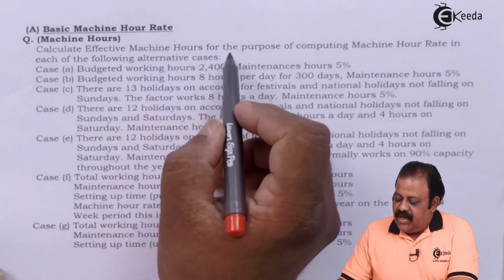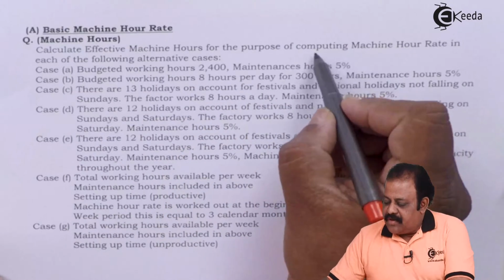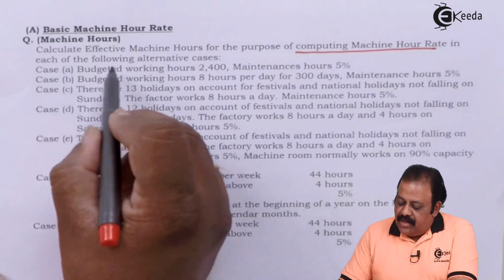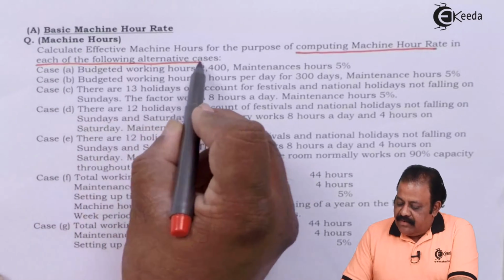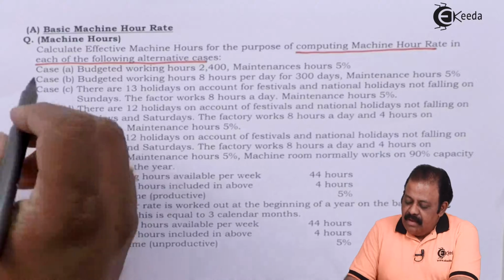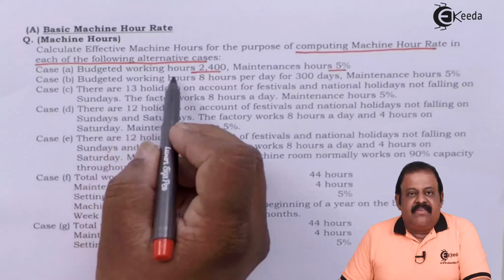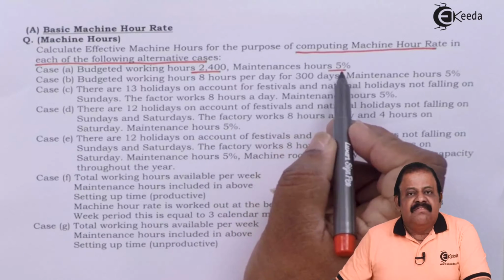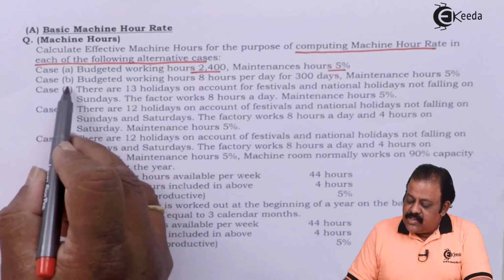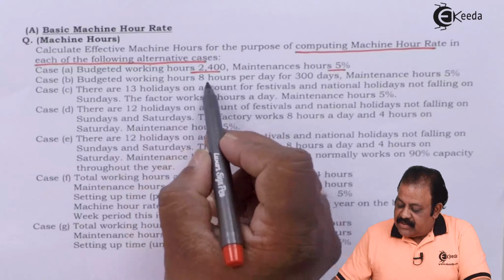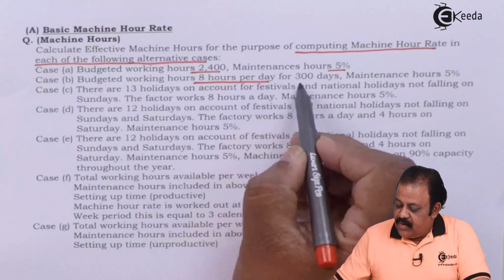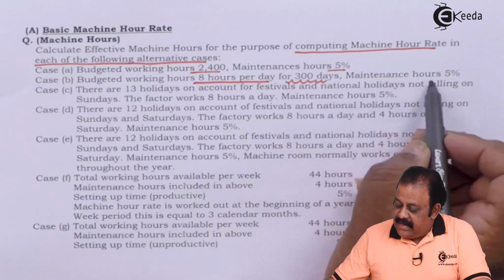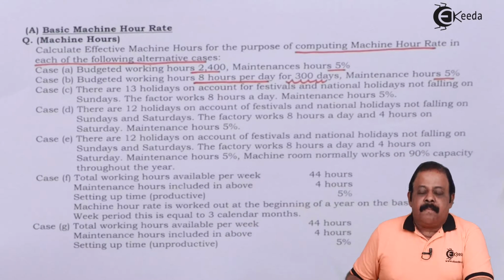Calculate effective machine hours for the purpose of computing machine hour rate in each of the following alternative cases. Case A, budgeted working hours 2400, maintenance hours 5%. Case B, budgeted working hours 8 hours per day for 300 days, maintenance hours 5%.